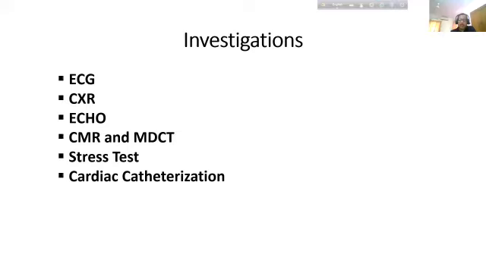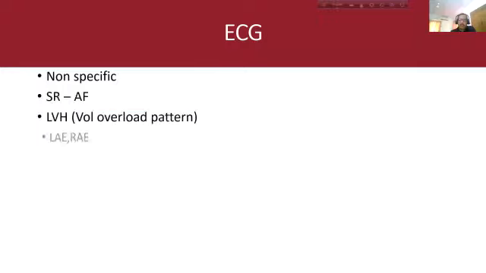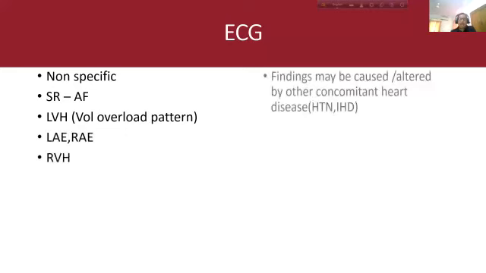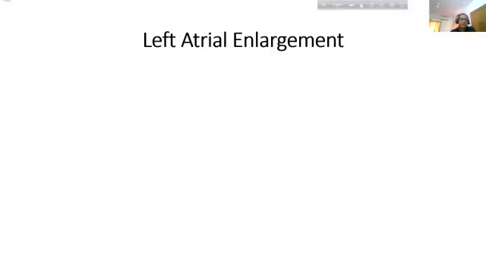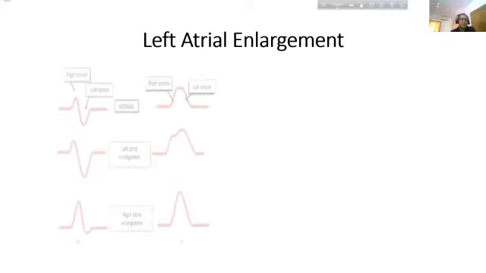And the ECG usually may be non-specific. Sometimes it may be sinus rhythm or atrial fibrillation, or volume overload, or left axis deviation or right axis deviation, as well as right ventricular hypertrophy. These may be altered by other concomitant heart disease also, if the patient has hypertension or ischemic heart disease. In case of aortic valve disease, there is right ventricular hypertrophy, maybe bundle branch block or any sort of arrhythmia, most commonly atrial fibrillation or some supraventricular beats also.